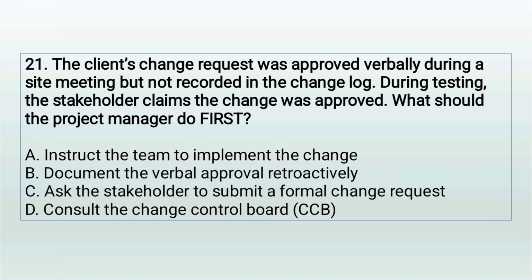Let's continue. 21. The client's change request was approved verbally during a site meeting but not recorded in the change log. During testing, the stakeholder claims the change was approved. What should the project manager do first? A. Instruct the team to implement the change. B. Document the verbal approval retroactively. C. Ask the stakeholder to submit a formal change request. D. Consult the Change Control Board, CCB.